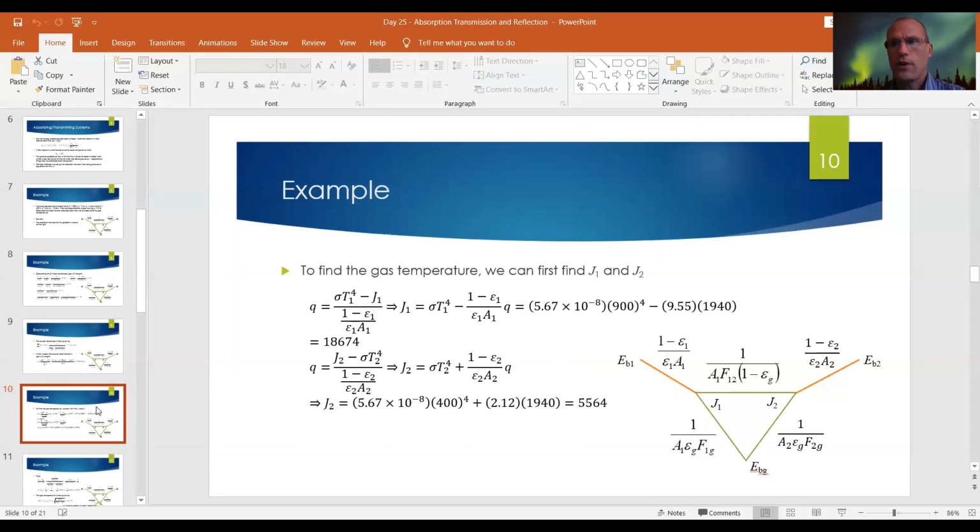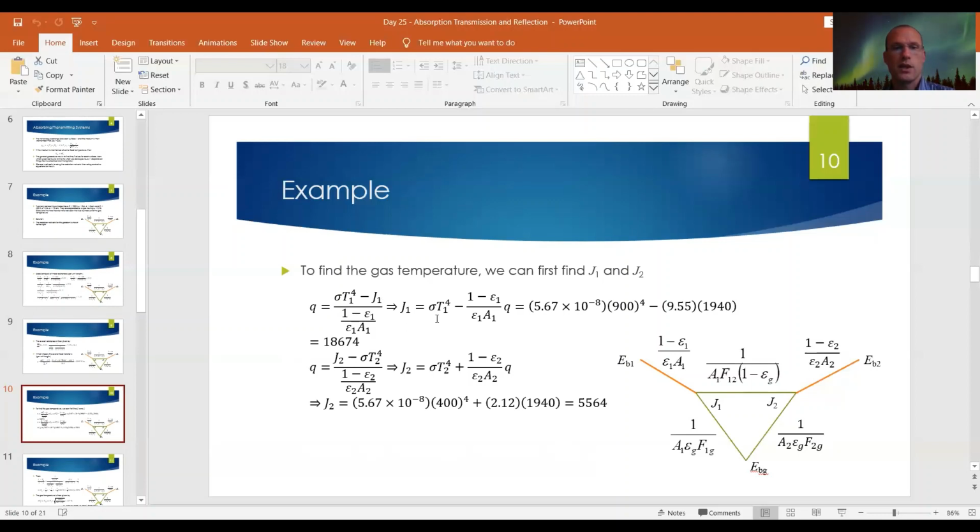Then the second part, I want to find my gas temperature. To find the gas temperature, I basically need to know what this EB value is, EB for the gas. To do that, the easiest thing is to calculate J1 and J2. To find J1, I know what EB1 is, that's sigma T1 to the 4th power. I know this resistance, so I can set up this network: Q equals sigma T1 to the 4th minus J1 over that resistance, and then solve for J1.